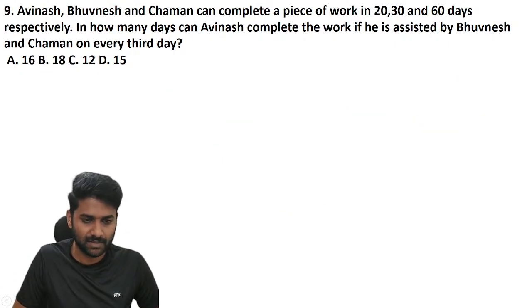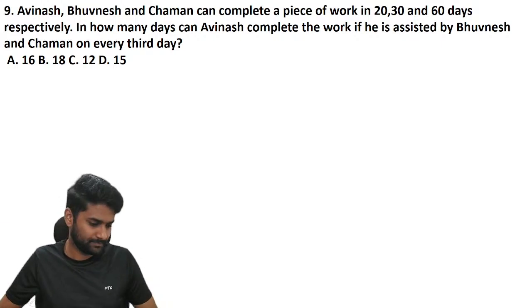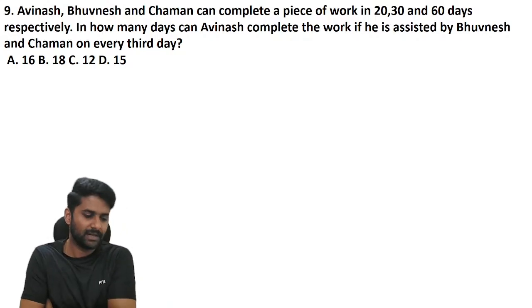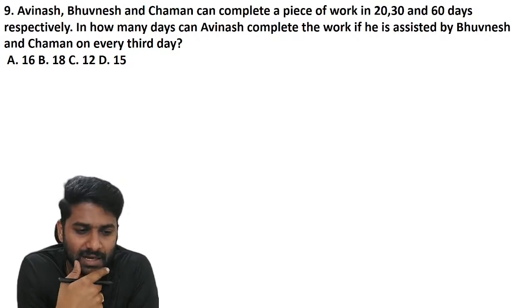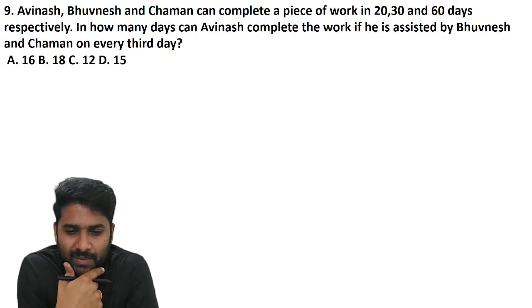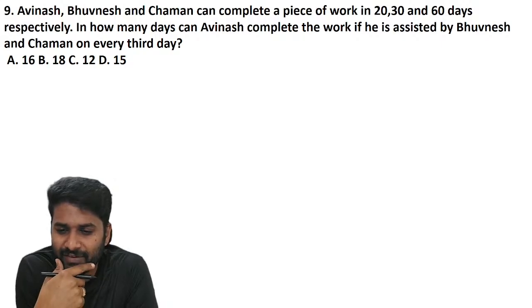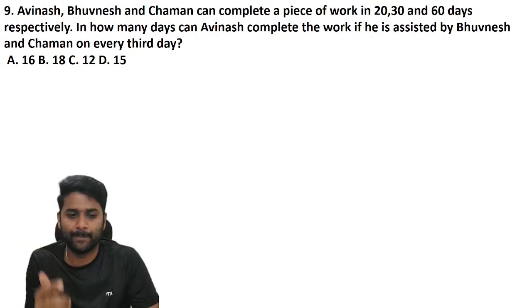Next. Try to solve this question. Avinash, Bhuvanesh, and Chaman can complete a piece of work in 20, 30, 60 days respectively. In how many days can Avinash complete the work if he is assisted by Bhuvanesh and Chaman on every third day?